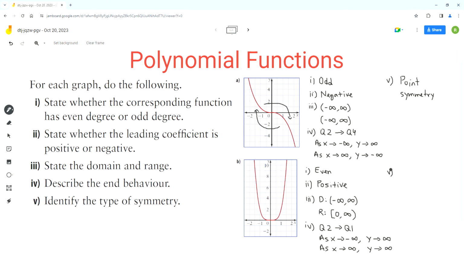But this graph has line symmetry. Why? Because the y-axis divides this graph into two parts which are overlapping parts, or which are a mirror image of each other. So that's why this graph has line symmetry. There's a very important concept you need to understand and memorize.